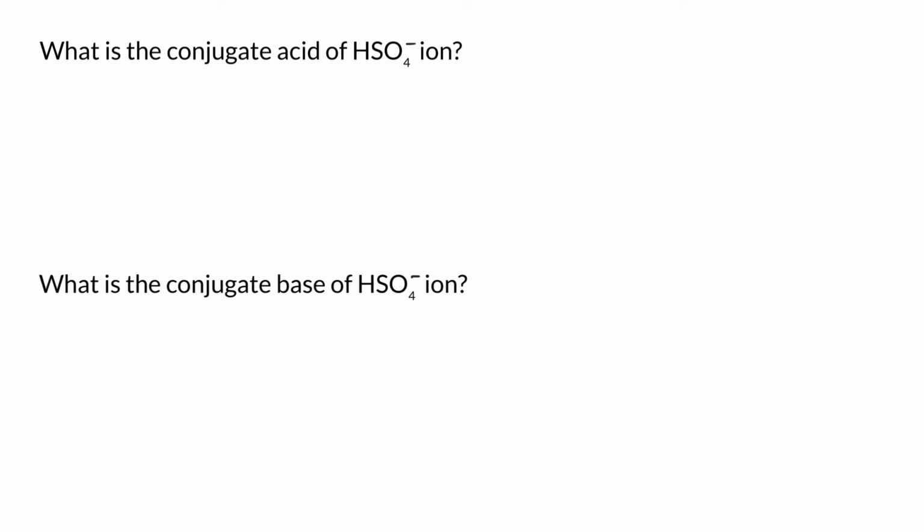We need to find out the conjugate acid of HSO4 minus ion, which means the HSO4 minus ion is acting as a base. And we know that a Bronsted-Lowry base gains a proton to form its conjugate acid. So let us add a proton to HSO4 minus ion, which will give H2SO4. This is the conjugate acid of HSO4 minus ion.